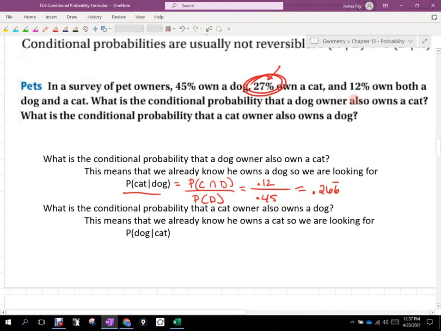So in this case, it's not a huge difference. But now, I went to their door, and my probability is initially a 27% chance that there's going to be a cat in the house. I go to the door and I see a dog first. Now it drops to a 26.6% chance that there's a cat in there. Does that make sense? Yes.